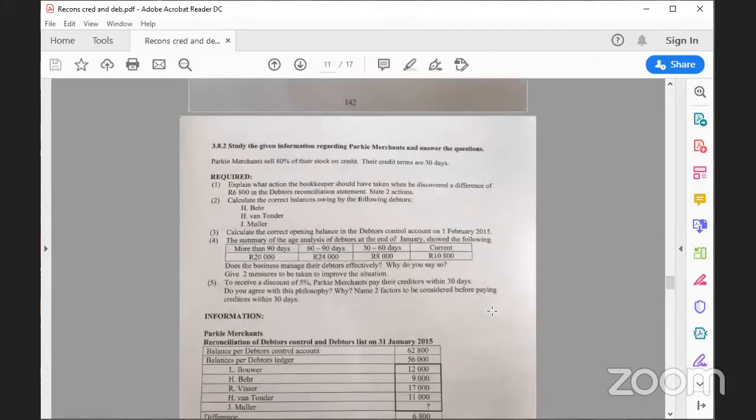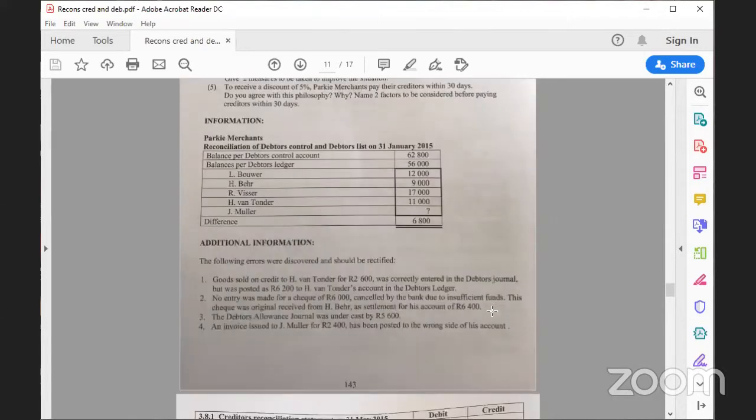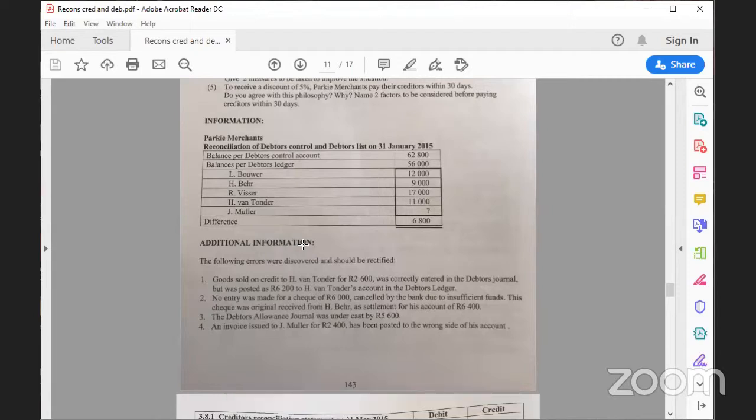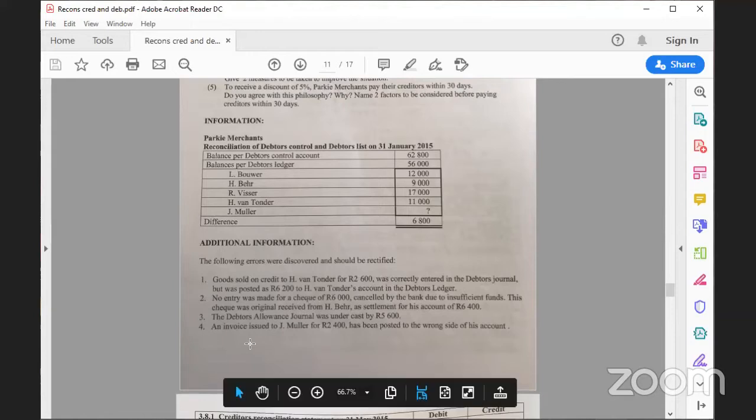Now 8.2, calculate the correct balances for the following debtors. Okay, so these were our debtors, right? And then they gave us this information. So I'm going to give you 2 minutes to quickly do it. Just roughly try and quickly calculate the new balances using this information as well as this.